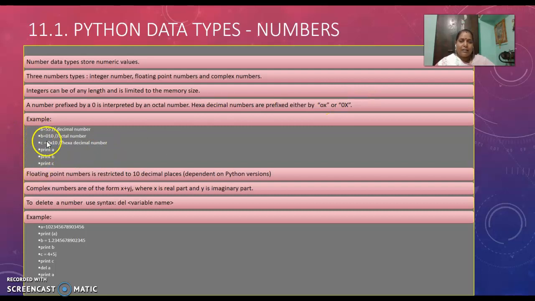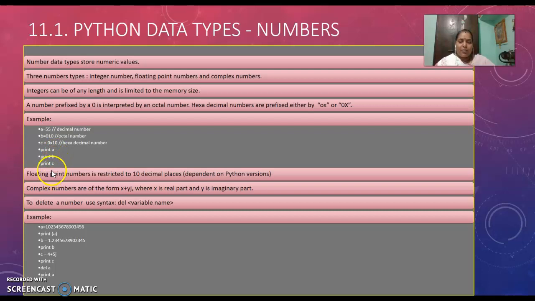Here is an example given. A is equal to 55, B is equal to 010, C is equal to 0x10. The first one represents a decimal number, the second one is an octal number, the third one is a hexadecimal number. I am giving print statements to print A, B and C. So the values of A, B and C, that is decimal number, octal number and hexadecimal number, are printed.